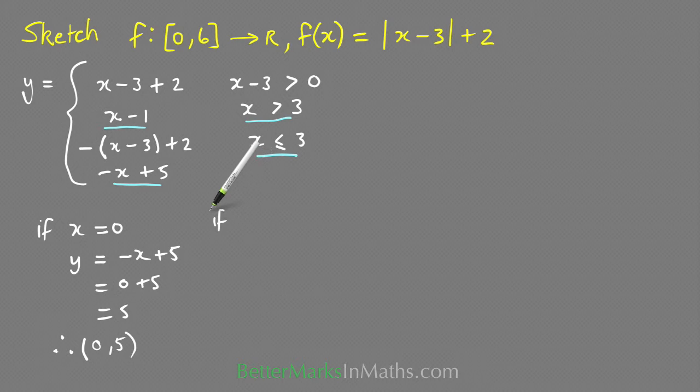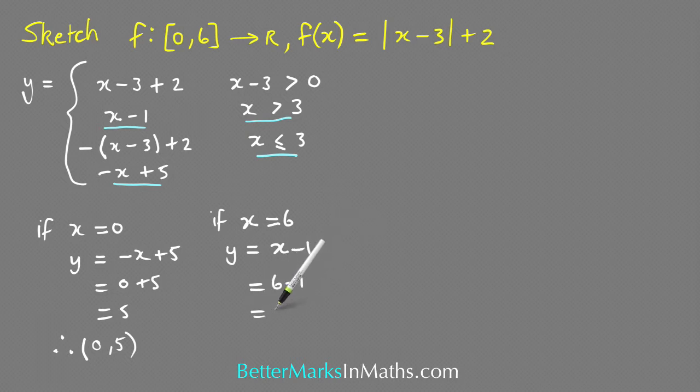The next point I want to look at is if x equals 6. And I'm going to sub that into this function here because it has x values greater than 3. So y equals x minus 1, 6 minus 1, which equals 5 also. So therefore you get the point (6, 5).